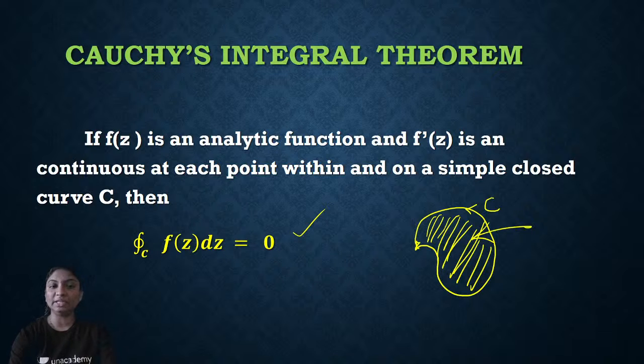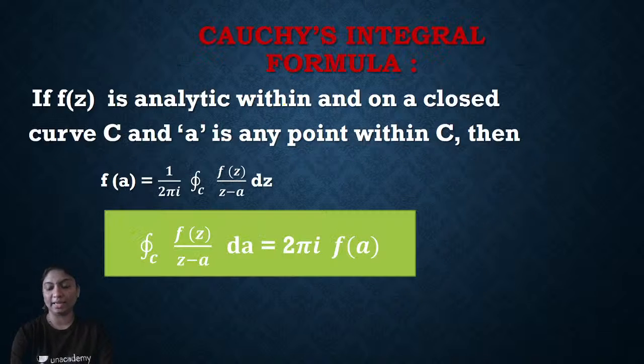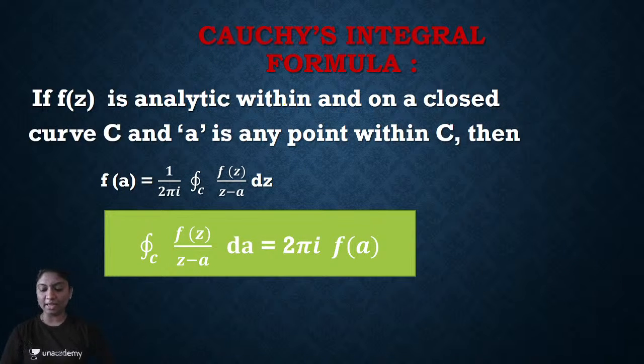Now see Cauchy's integral theorem. If f of z is an analytic function and f dash of z is continuous at each point within and on the simple closed curve c, then the integral over c of f of z dz is equal to 0. Okay. Now see, next is Cauchy's integral formula. So what is Cauchy's integral formula?